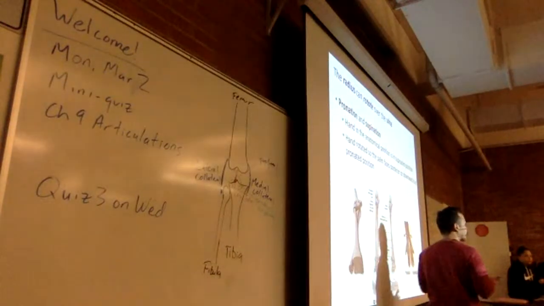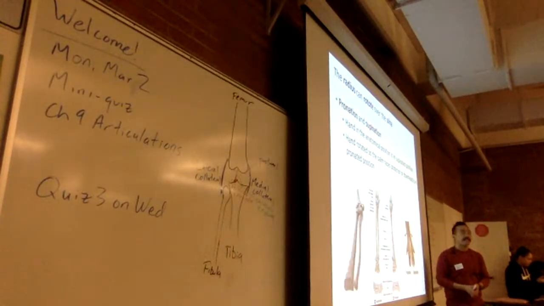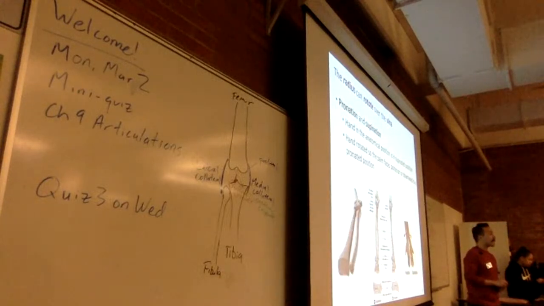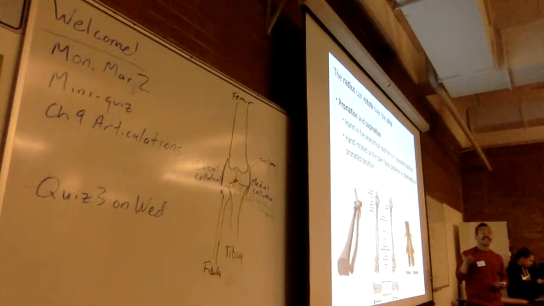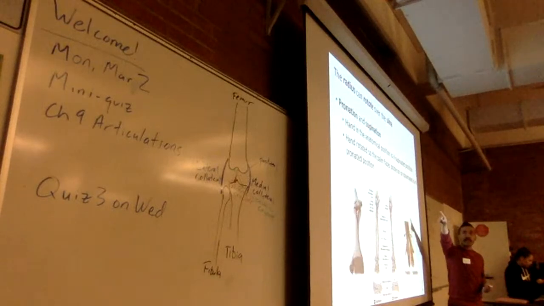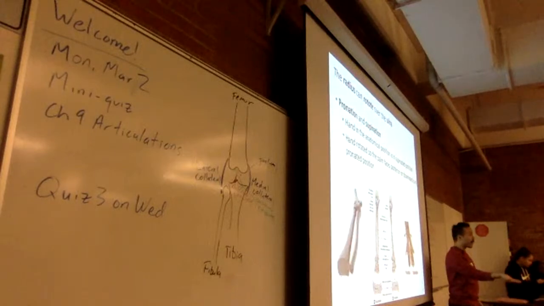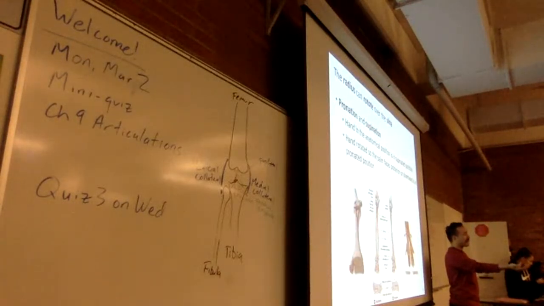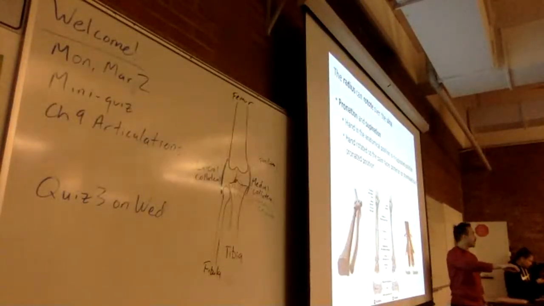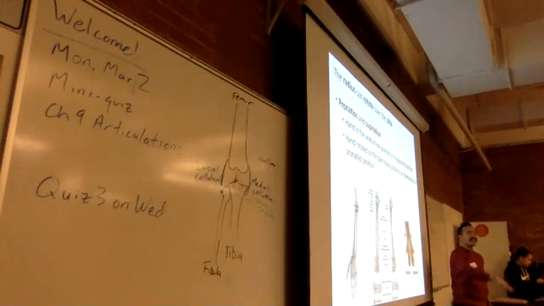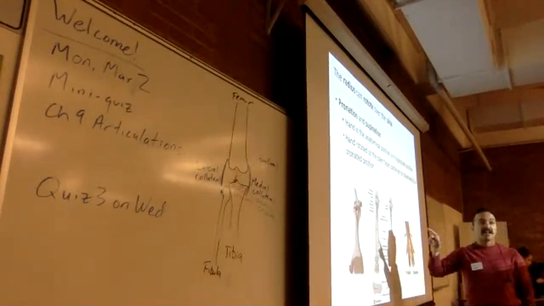With the radius and ulna, since our wrists are a special joint, we have a different type of movement term here. Pronation and supination. You've seen these words before. Prone is when you're face down, supine is when you're face up. So when you pronate, you're putting your palm down. When you supinate, palm up. Like you're holding a bowl of soup. Supinate, pronate. This is the specific hand motion.